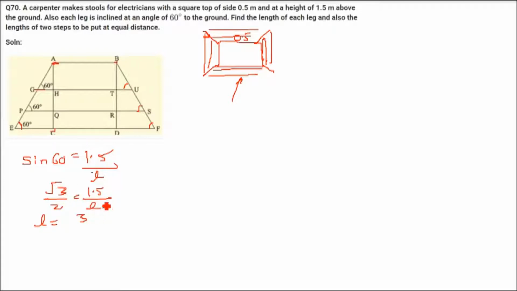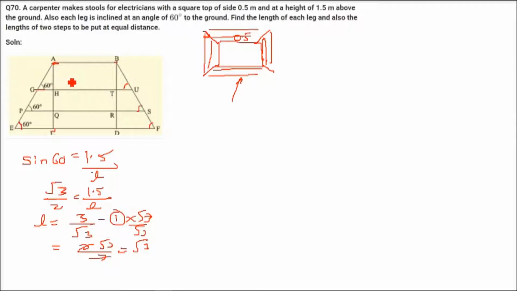I was just trying to find out this value, but it doesn't matter because we are going to deal with the others also. So it is going to be 2 into 1.5, that is 3 by root 3. L will be equal to 3 by root 3. Let it be like this. So we have got the length. You can just multiply root 3 in numerator and denominator. So what do you get? 3 root 3 by 3, which is actually root 3. So it is 1.732. Okay.